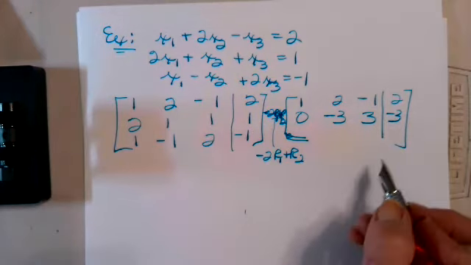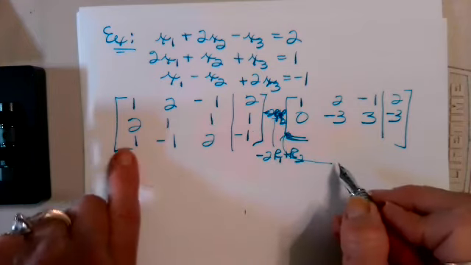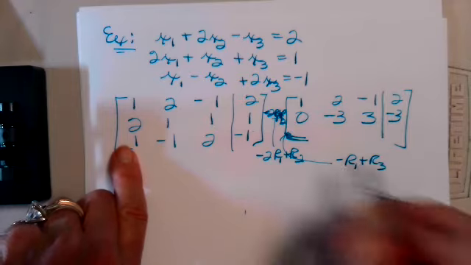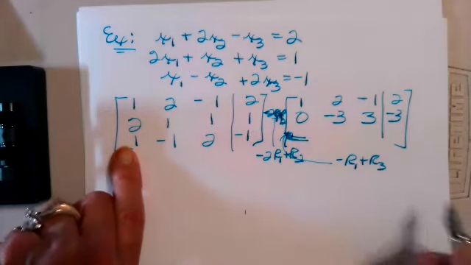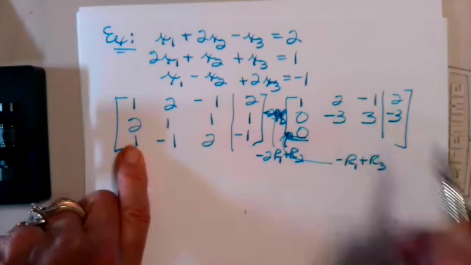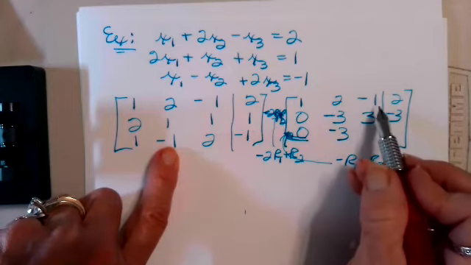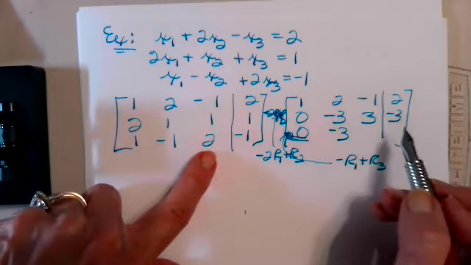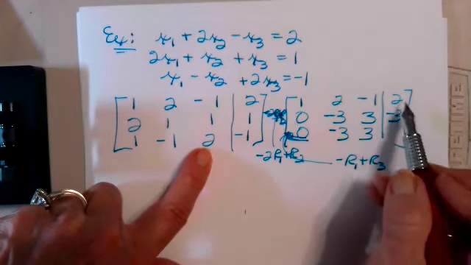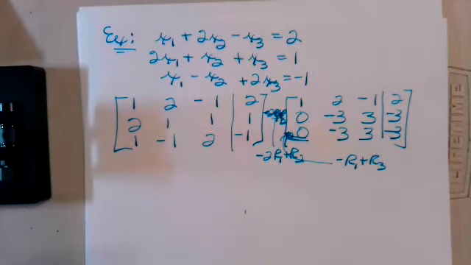Okay? And now for the third row, to get rid of this, I'll take minus 1 times row 1 and add it to row 3 and put it in row 3. So I take minus 1 and plus 1 is 0. And then I take minus 2 and minus 1 is minus 3. And then I'll get plus 1 and 2 is 3. And then I'll get minus 2 and minus 1 is minus 3. Okay.